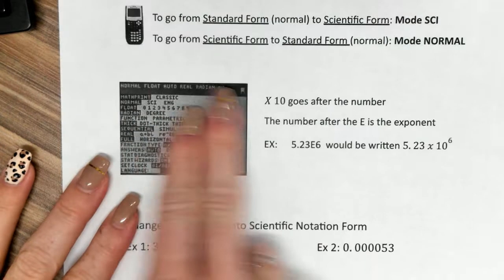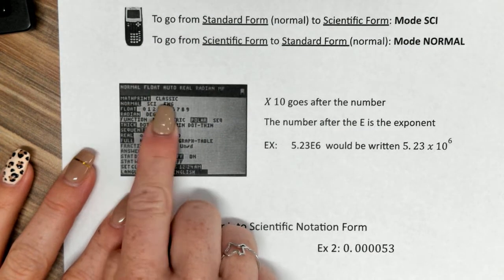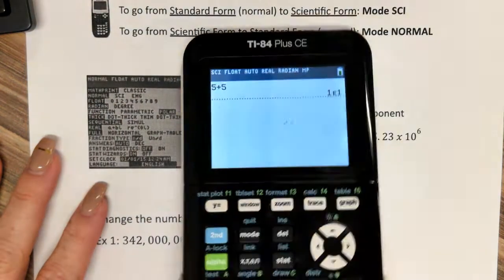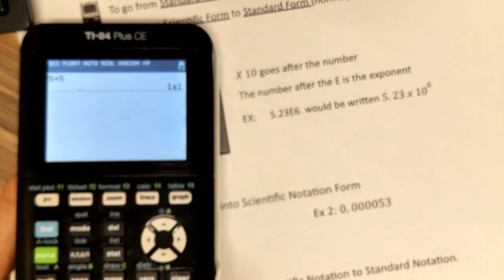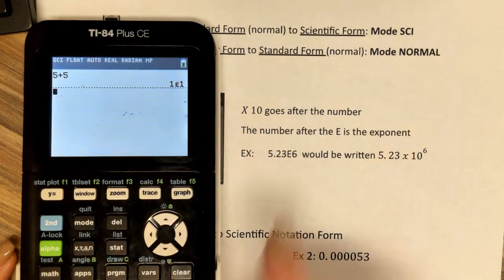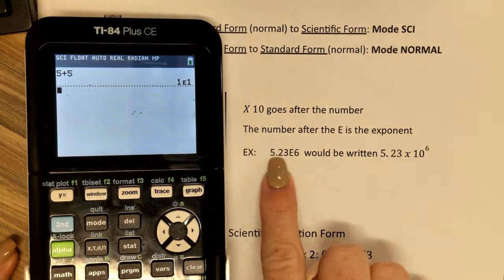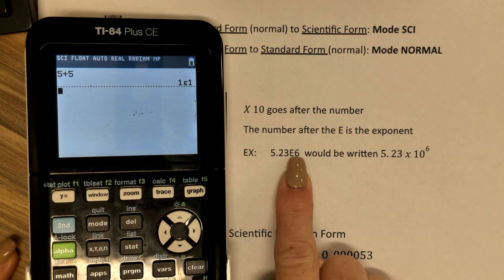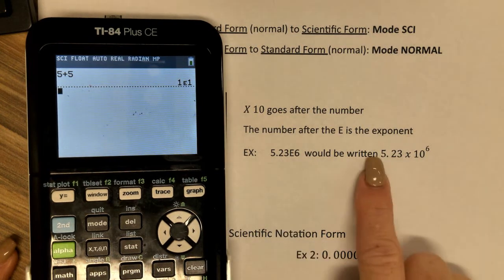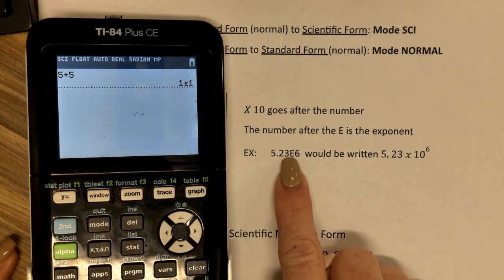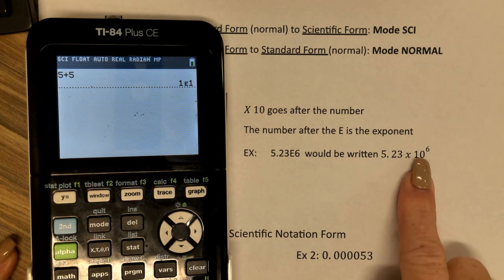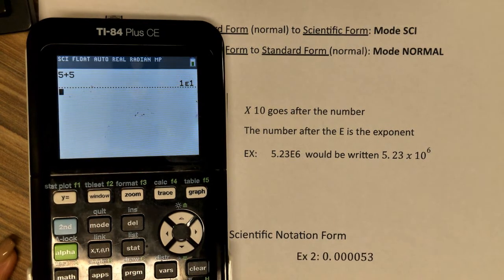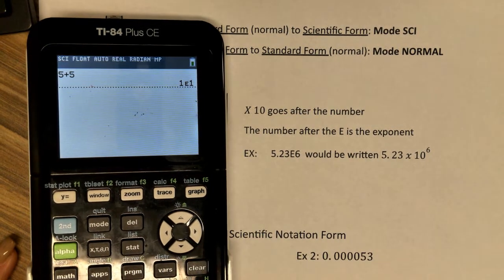Now, this is just a picture of the mode screen, and there's normal highlighted, so just put that on there in case you need to see it. When your calculator gives you the answer, it's going to look like this. It says times 10 will go after the number. Your calculator will give you something like this. So everybody look right here, 5.23E6. We wouldn't write it like that. We're going to write 5.23, and instead of writing E, we're going to write times 10, and that E means with an exponent of 6. Make sense? If it doesn't, it will in just a second, I promise.